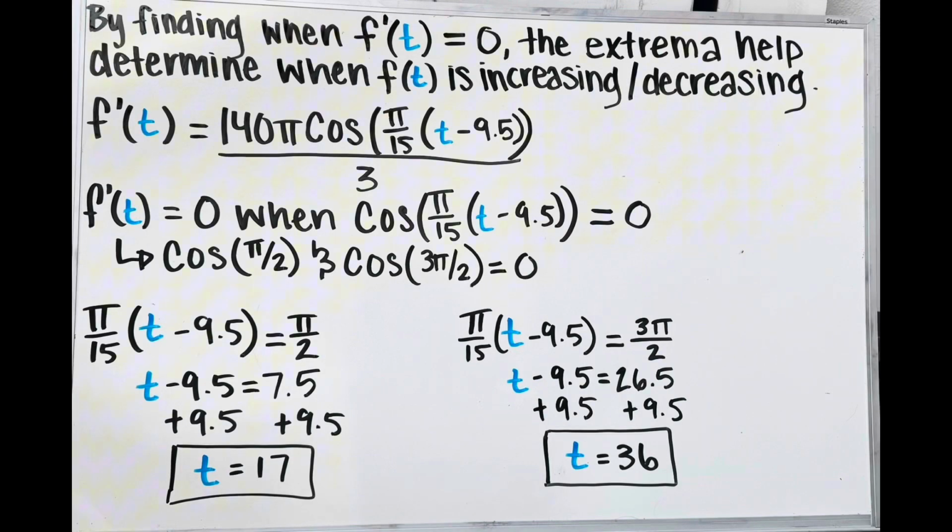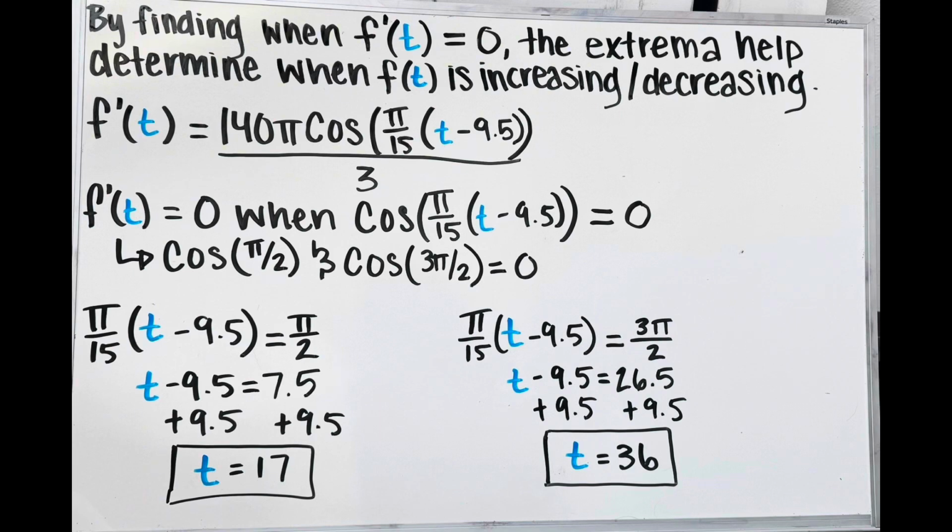By finding when f prime of t equals 0, the extrema will help us determine when f of t is increasing or decreasing. F prime of t equals 0 when cosine of pi over 15 times t minus 9.5 equals 0, and cosine x equals 0 when x is pi over 2 or 3 pi over 2. We set our cosine argument equal to pi over 2, which is also 7.5 pi over 15 because we are multiplying by pi over 15. So t minus 9.5 equals 7.5. Then we added 9.5 to both sides, getting that when t equals 17, our cosine function is equal to pi over 2. Thus, it's equal to 0.